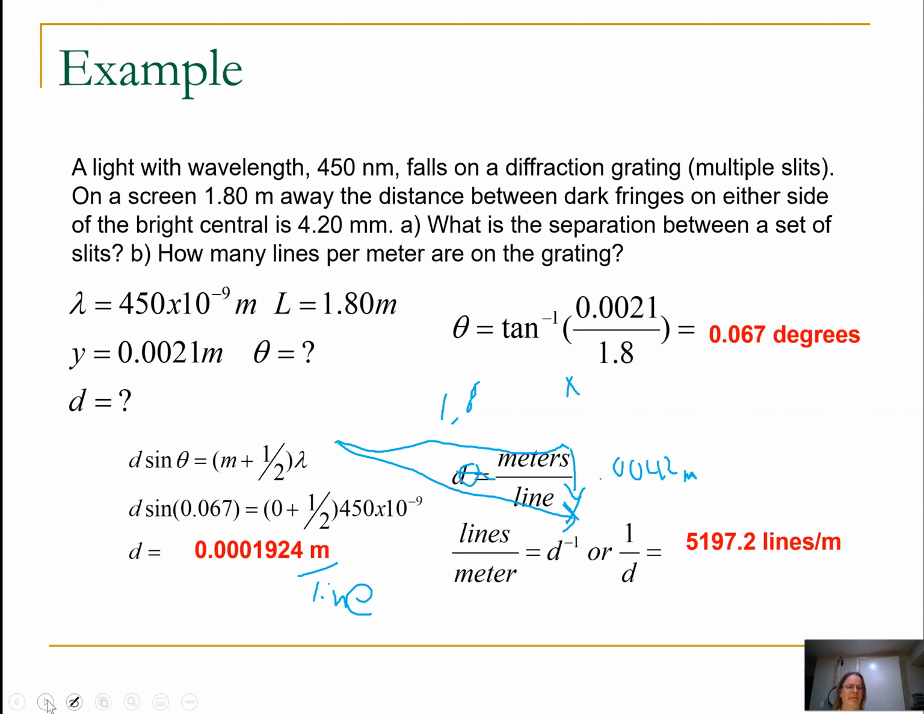There it is, guys. So the way they made that diffraction grating is they made little etchings in there, 5,197.2 lines per every meter. That is one big diffraction grating. It's probably not that big.